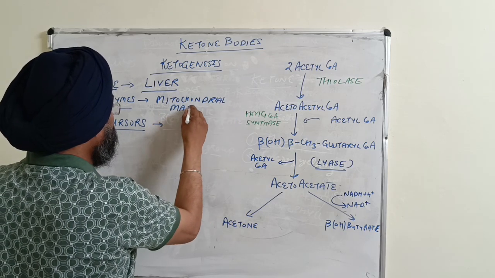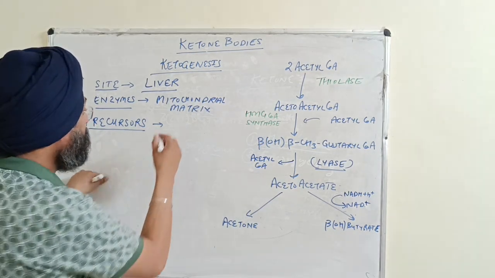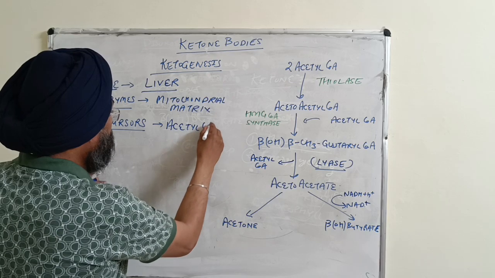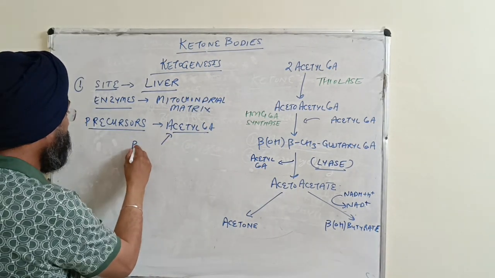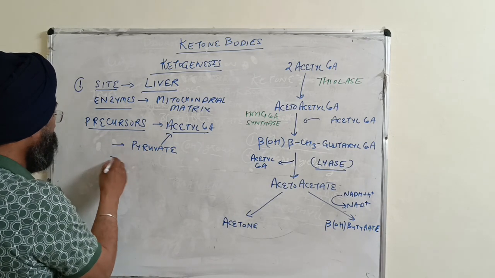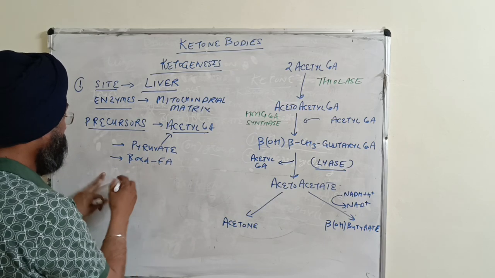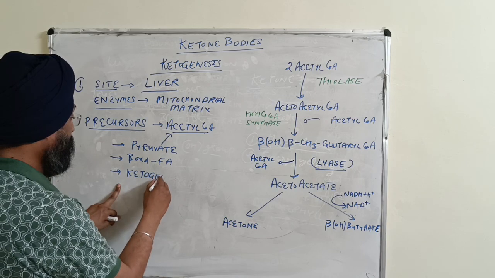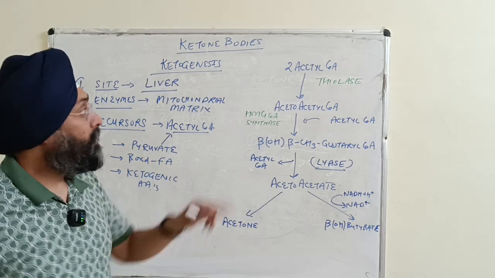The precursor for the synthesis of ketone bodies is acetyl CoA. Acetyl CoA can be derived from pyruvate. Moreover, it is also derived from beta oxidation of fatty acids, and it can also be derived from ketogenic amino acids. So now we'll start with the synthesis.